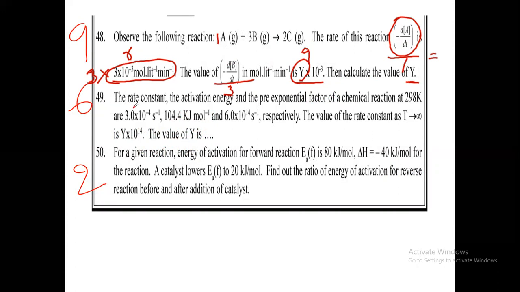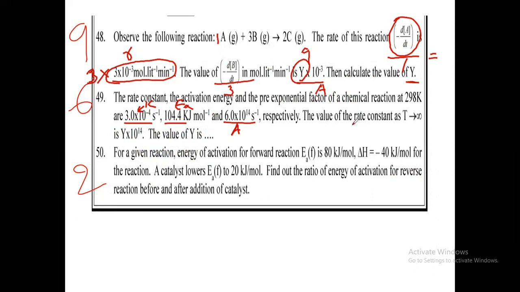Next, the rate constant, that is K, the activation energy, and the pre-exponential factor. Pre-exponential factor is given by A. So pre-exponential factor A, rate constant K, and activation energy EA. K is the rate constant, EA is the activation energy, and A is the pre-exponential factor.